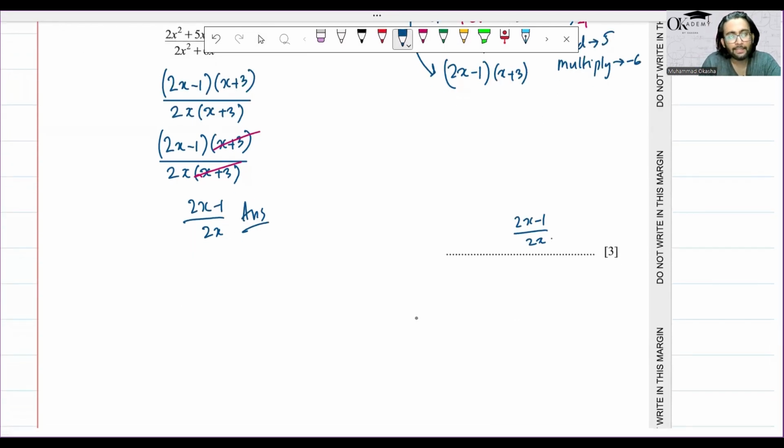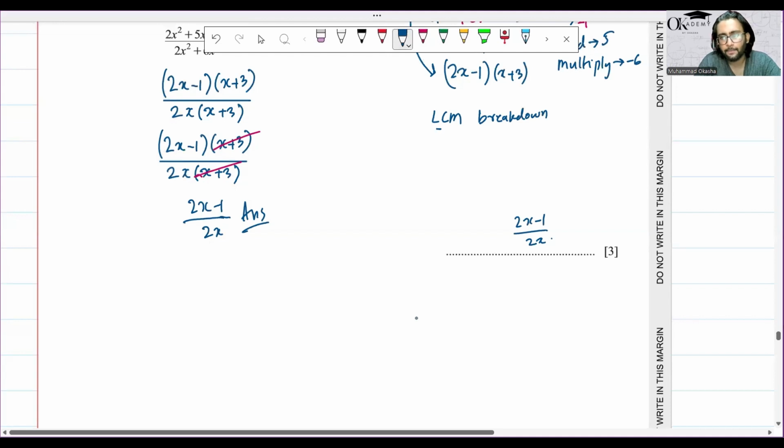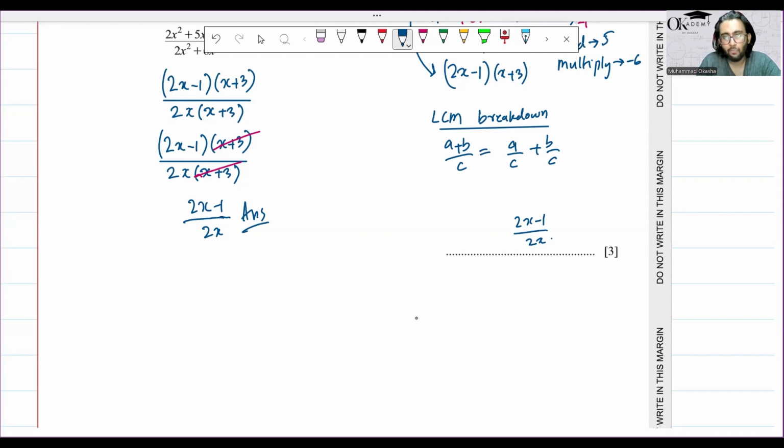way. You can do the LCM breakdown. I'm sure you've heard of the LCM breakdown. You can skip ahead if you want to, I just want to teach something extra. So LCM breakdown is when you have a plus b divided by c. If you have a single LCM, you can use this LCM to break down the numerator. So I have a single denominator here, so why not use LCM breakdown?